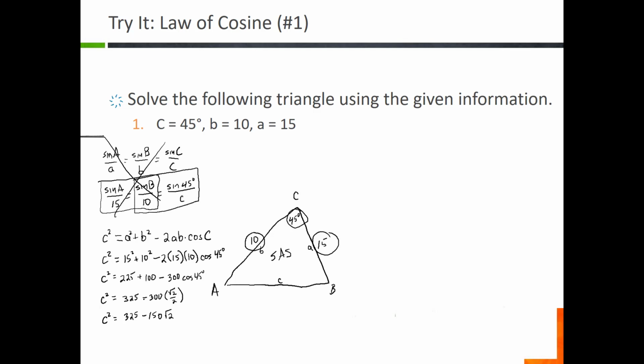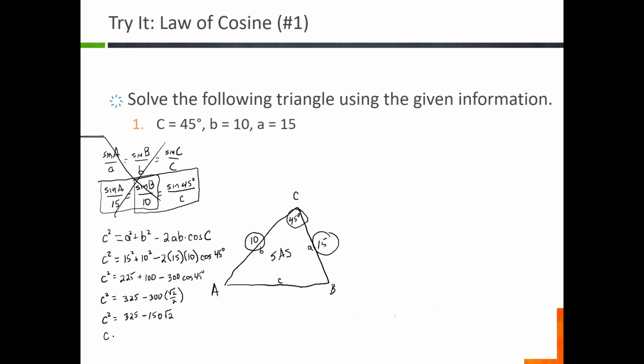A common mistake that people make at this point is that they combine the 325 and the 300 to get a 25. You can't do that though, because this 300 is being multiplied by the cosine, by the root 2 over 2, and so they're not like terms, so you can't combine these. You're stuck leaving them as they are.